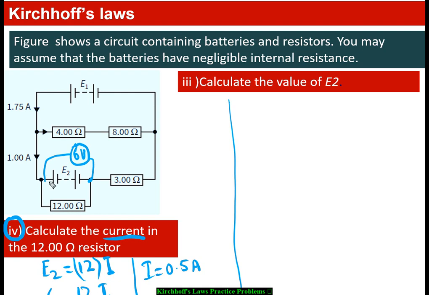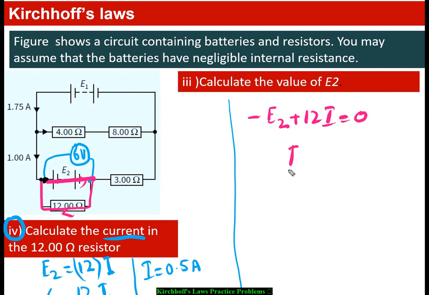For Kirchhoff's second law, let's say we start from this point. If we cross from the positive terminal to the negative terminal, the voltage will drop, so we say this is minus E2. Then we go this side, in the direction opposite to the current, so this has to be plus 12I, and this has to be equal to 0.